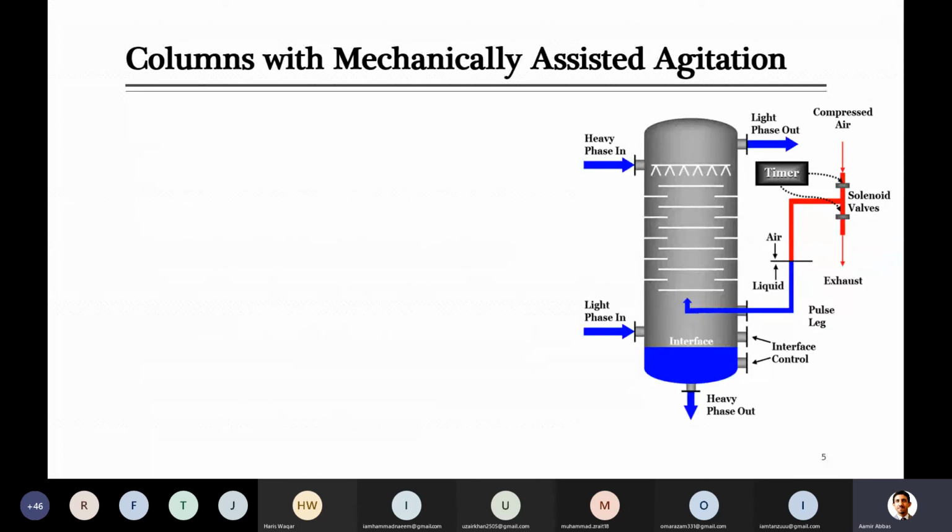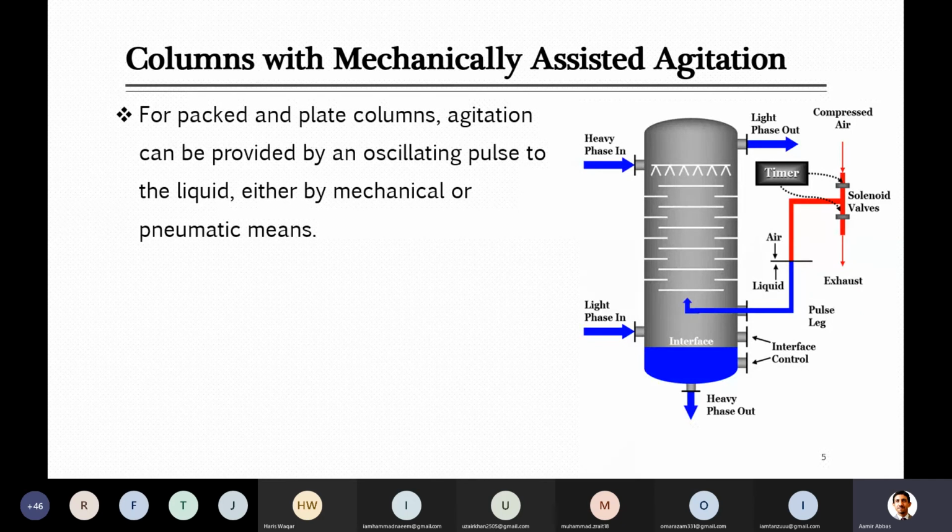So here we will talk about a number of equipment in which mechanical assistance is provided. Just before jumping towards those, this is some kind of equipment we have already seen in the previous lecture. So that was, I think, one of the equipment in which mechanical agitation was discussed at the start, but then we just jumped towards the spray column and all those other things. But let's go back to them.